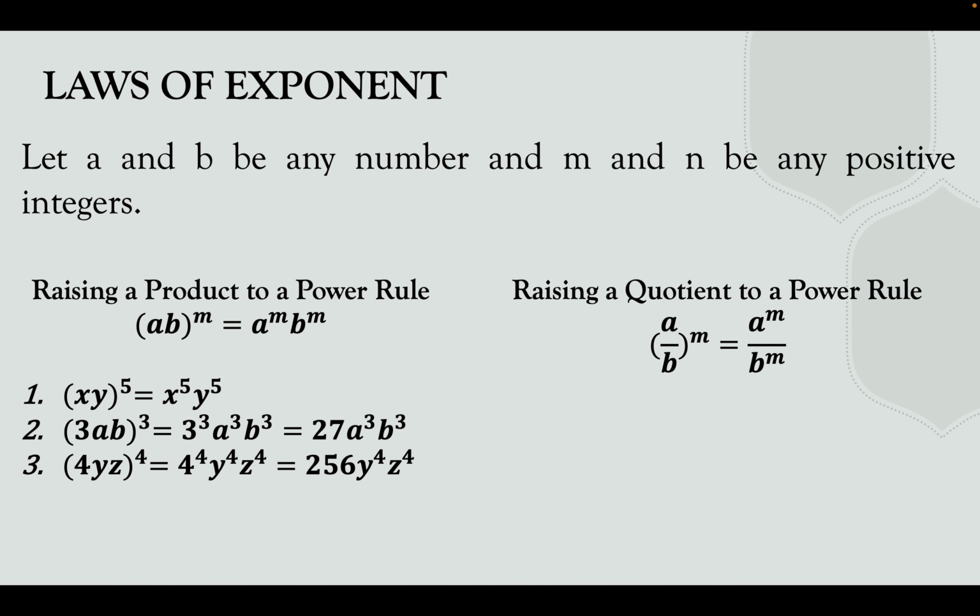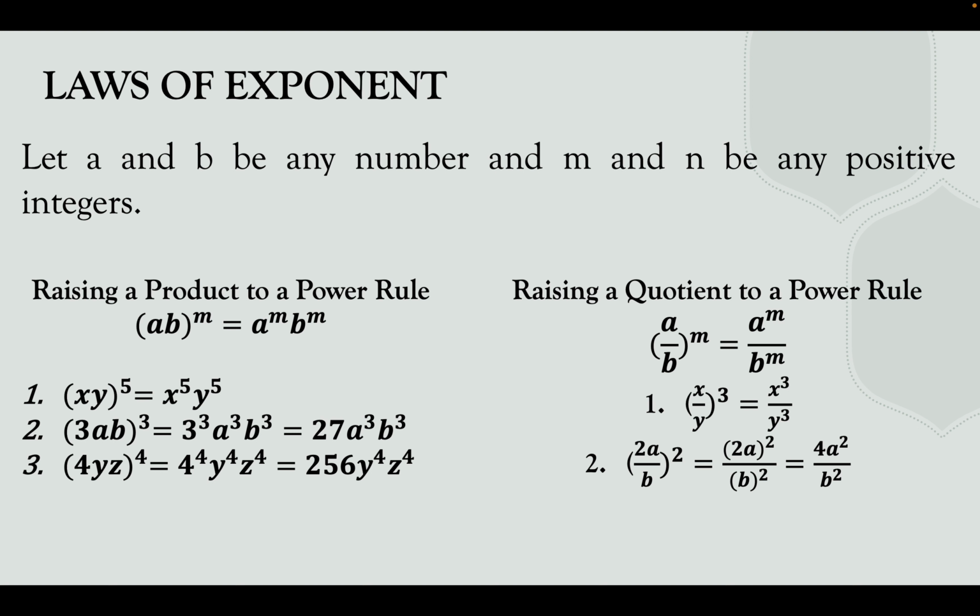Raising a quotient to a power rule. Same here. If you have a numerator and denominator, you just need to distribute the exponent. Example 1, x over y raised to 3. So we have x raised to 3 over y raised to 3.